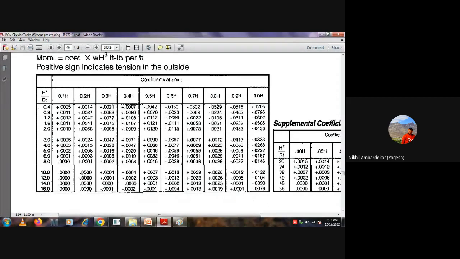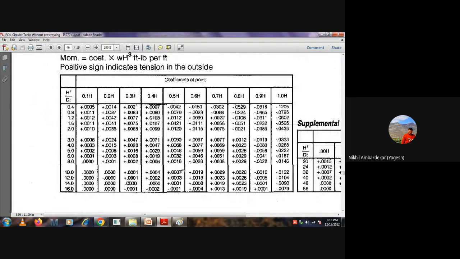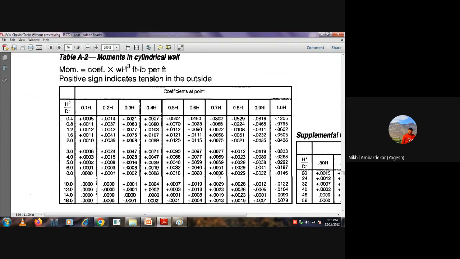Go and find the maximum moment coefficient, and irrespective of plus or minus, you can just choose the maximum. So what will be the maximum coefficient? 0.038. So we get the maximum coefficient as 0.038.